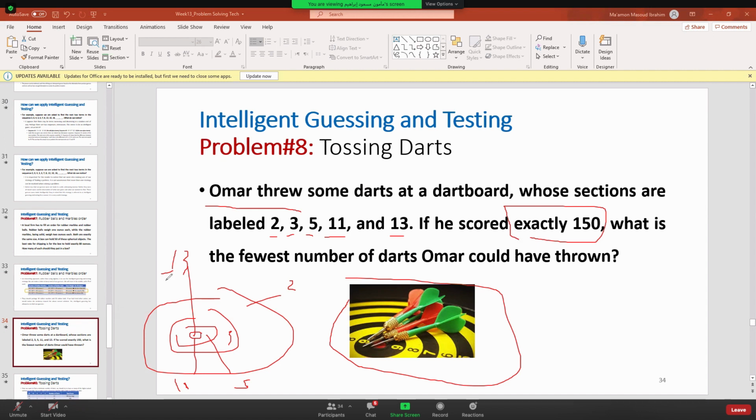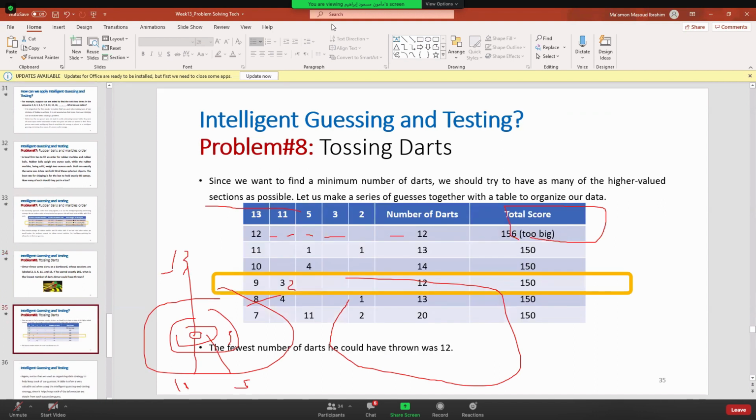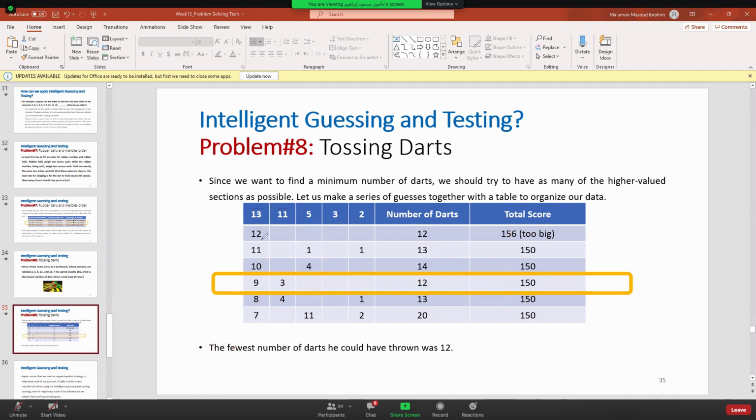So these are our guesses on the next table. I will clear the drawing. I hope it's clear now. We have 12 darts multiplied by 13, which is 156. So we are multiplying: this is the section and this is the number. We have 156, too big, too large. This does not work with the number 150.